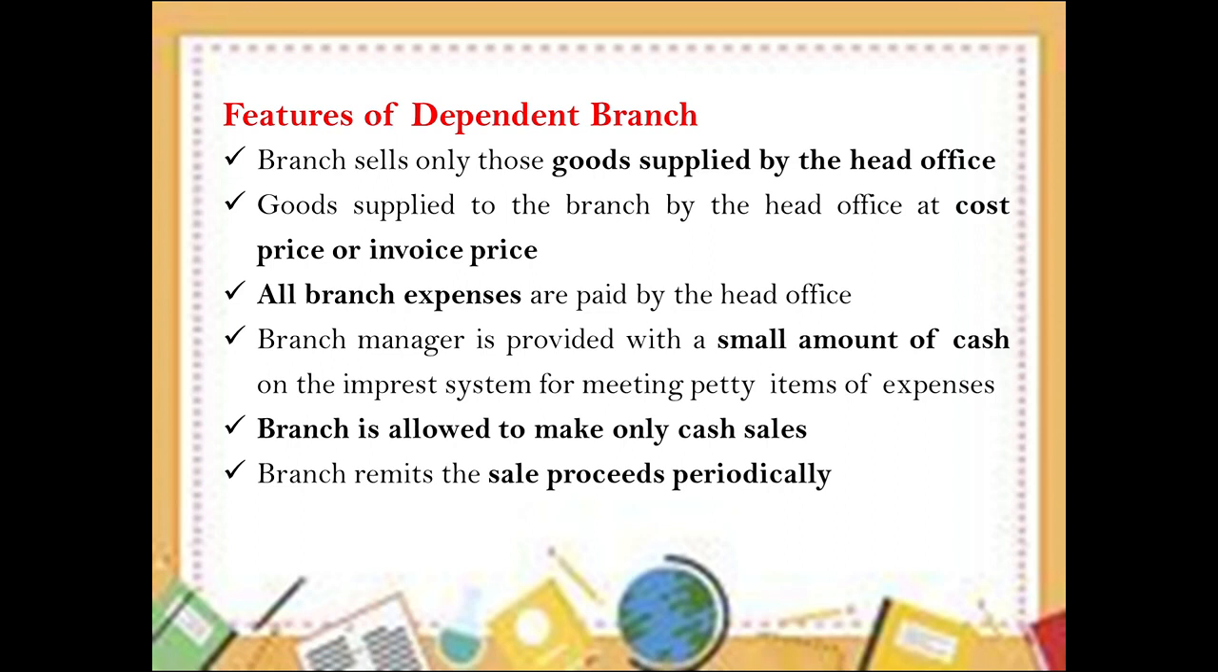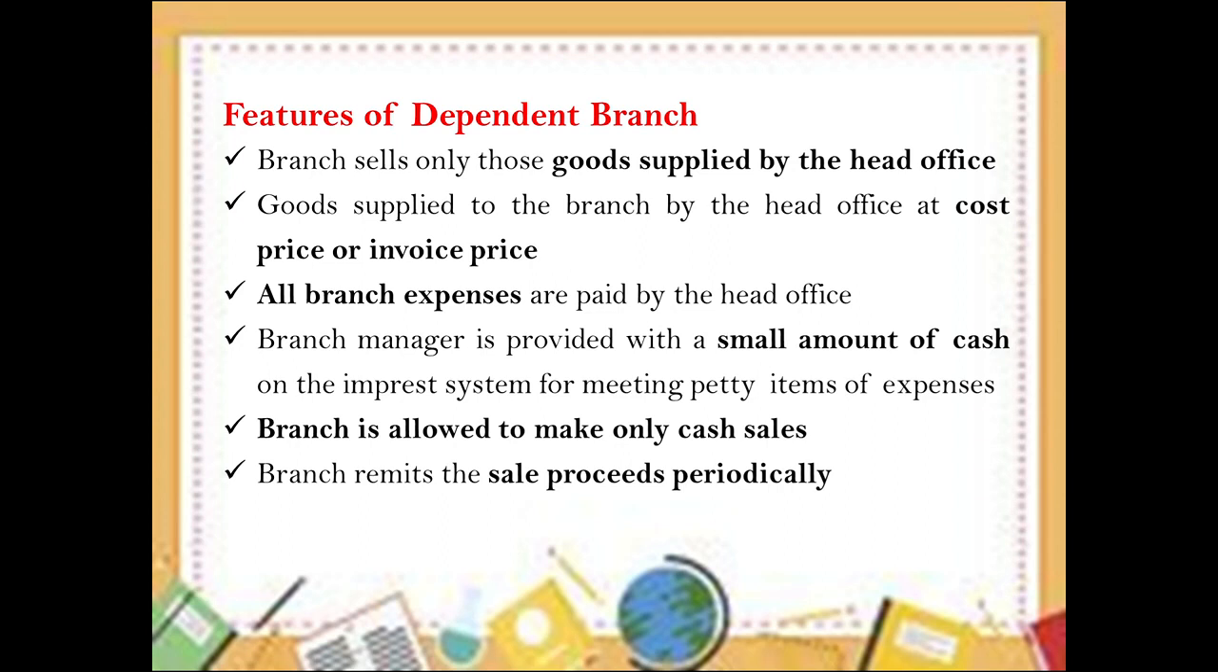The branch is allowed to make cash sales only. If the head office allows credit sales, then the branch has to make credit sales. The branch sends the sale proceeds periodically to the head office. If credit sales are allowed, credit proceeds are also sent to the head office. If the head office allows credit sales, the branch maintains a debtors ledger and also a stock ledger. With the help of the debtors ledger, we find out the money due from debtors. The stock ledger gives information about the movement of goods from the head office and the balance of stock in hand.